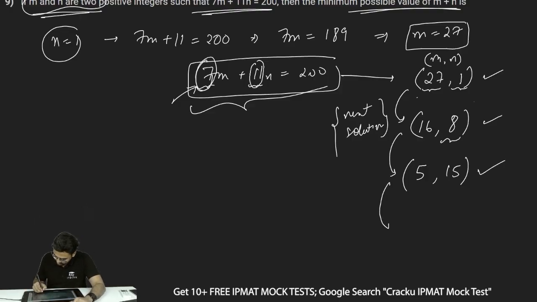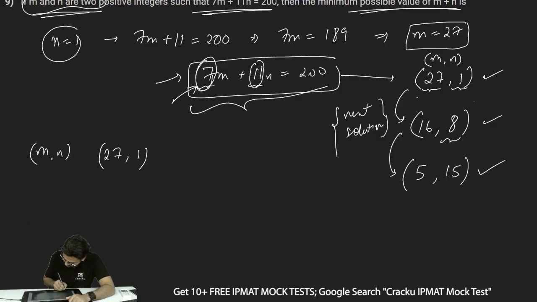Now to find the next solution, again we'll subtract the coefficient of n, which is 11. Now 5 minus 11 is minus 6. This cannot be a value because m and n are both positive integers, so we can just reject this solution. Thus we can say there are only 3 possible ordered pairs for this equation with positive integer values. So m, n can be either 27, 1, or 16, 8, or 5, 15.